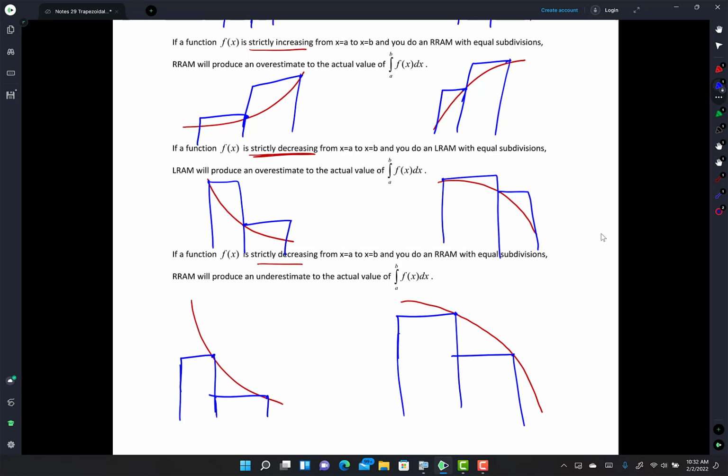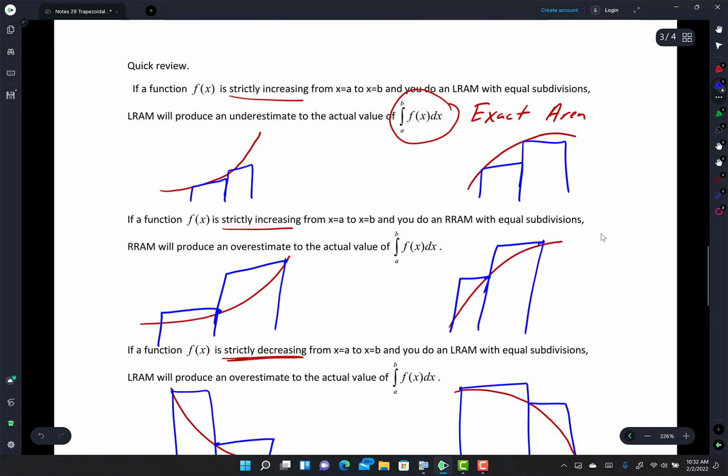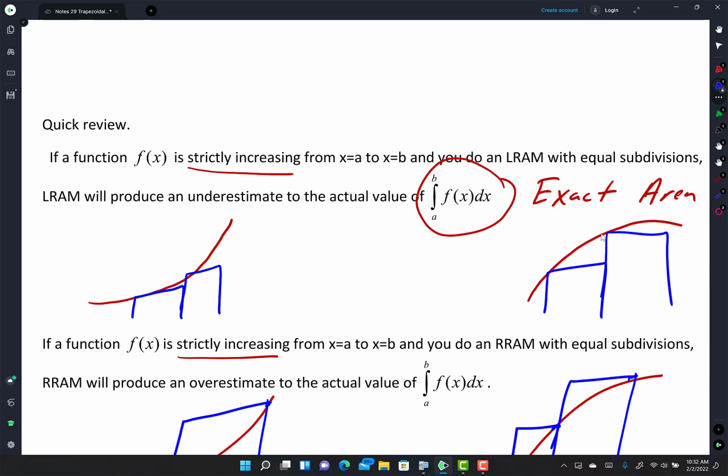No, I just put both. If I'm increasing, I just decided to put both. But if we were to do trapezoids with an increasing graph and we do concave up, concave down, it would not be like this one. See how on this one, let's focus on this one: concave up, increasing, concave down, increasing, but LRAM still gave me an underestimate. Do you see that? But if I were to do trapezoids, they would disagree on both.